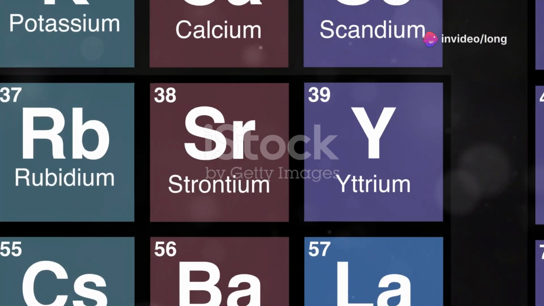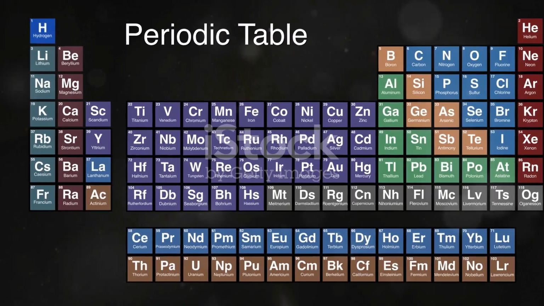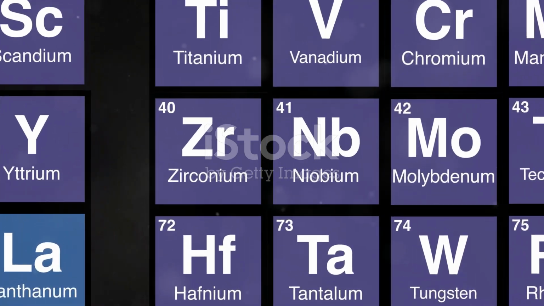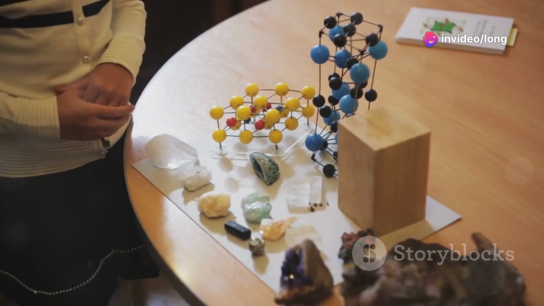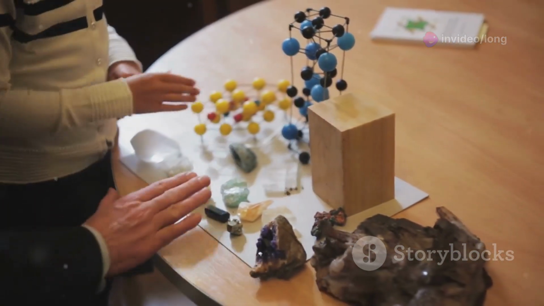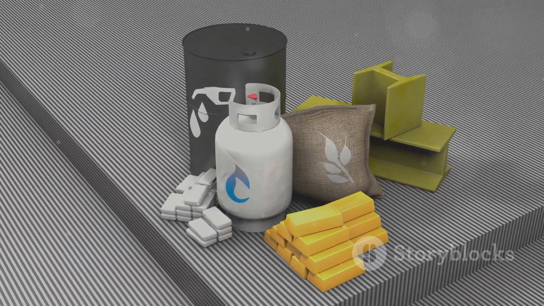Section 5. Non-metals, a diverse group with essential roles. On the right side of the periodic table, we find the non-metals, another important group of elements with a wide range of properties. Unlike metals, non-metals are generally poor conductors of heat and electricity, and they tend to be brittle rather than malleable. Non-metals exist in various states at room temperature.